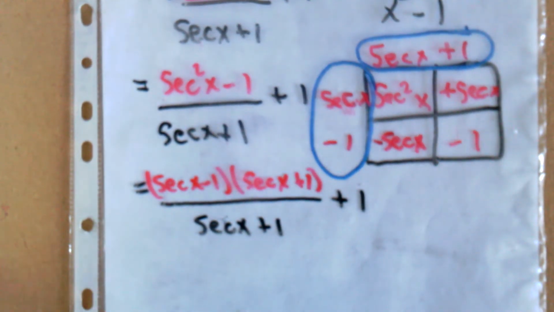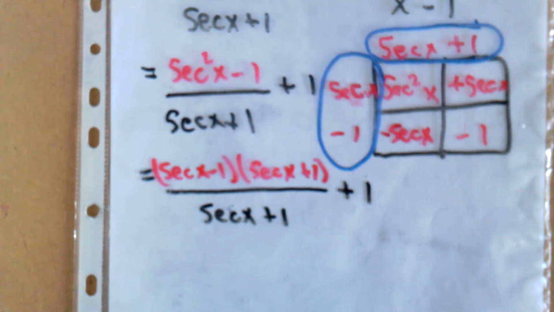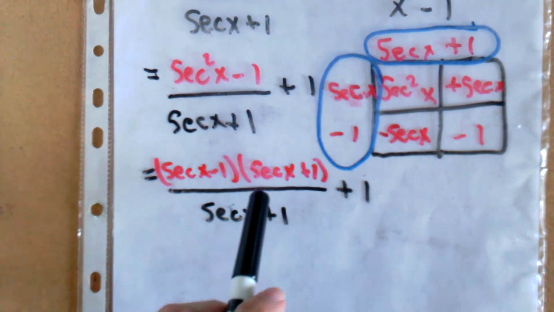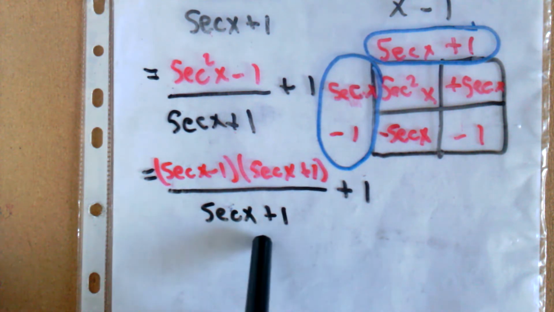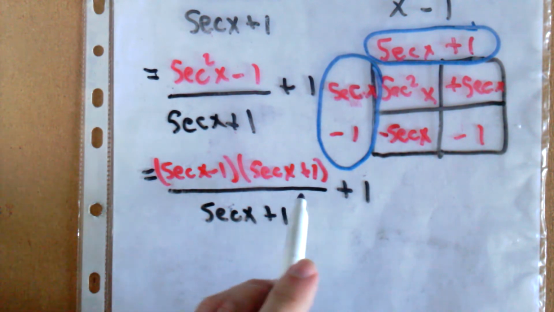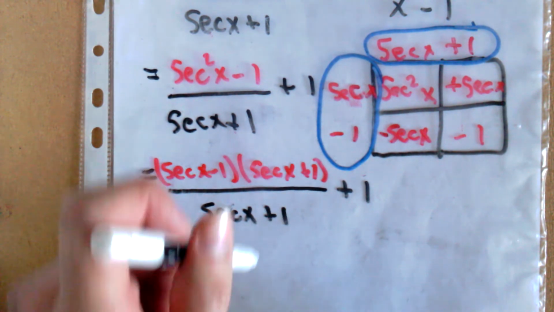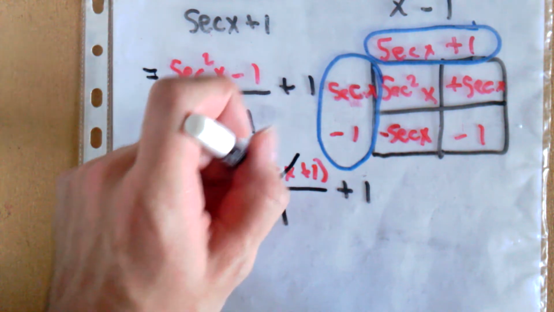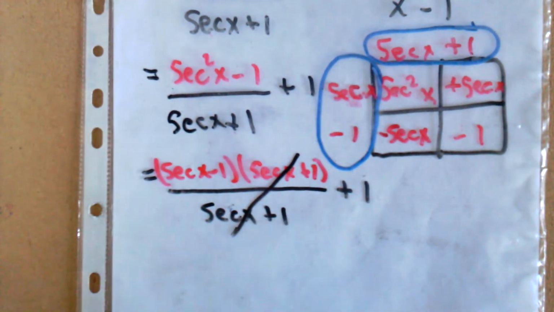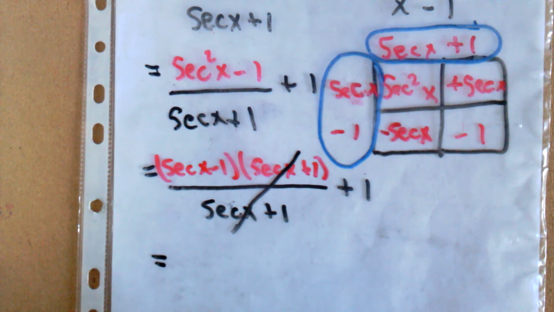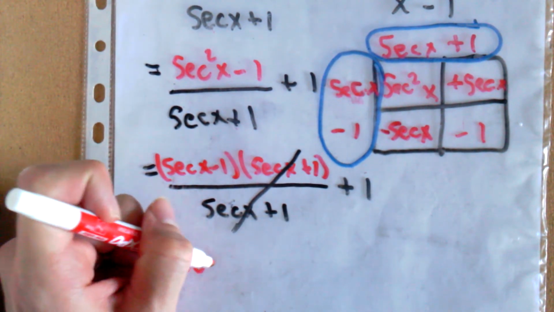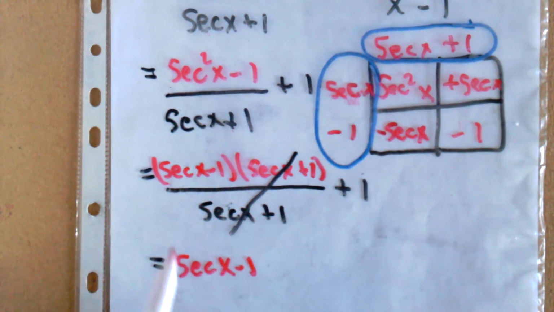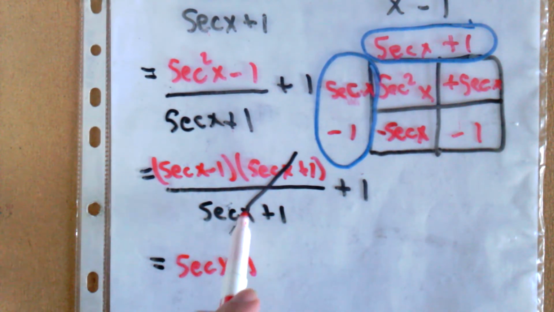Now does anything simplify or cancel out? Well, we have secant x plus 1 in the numerator, or the top of the fraction, and we have secant x plus 1 in the denominator, or the bottom of the fraction. Secant x plus 1 divided by secant x plus 1 is just 1, because the same number divided by itself is 1. So those two terms cancel out. And we're left with secant minus 1. Our fraction basically just goes away since our bottom canceled out. And we bring down our plus 1.